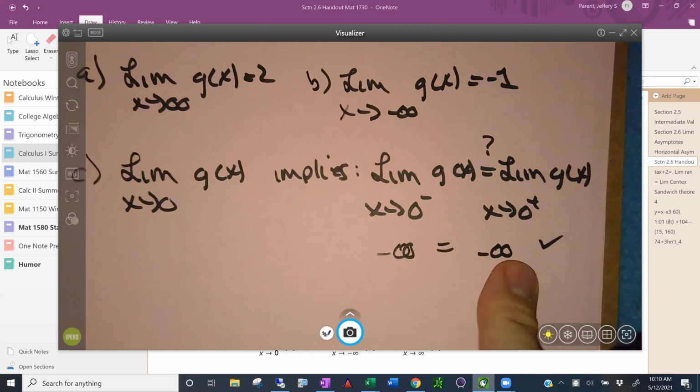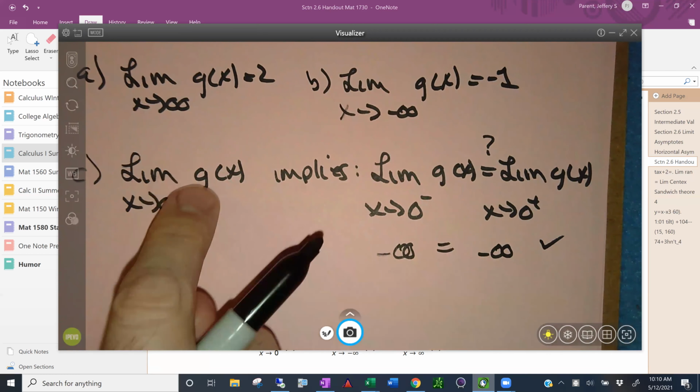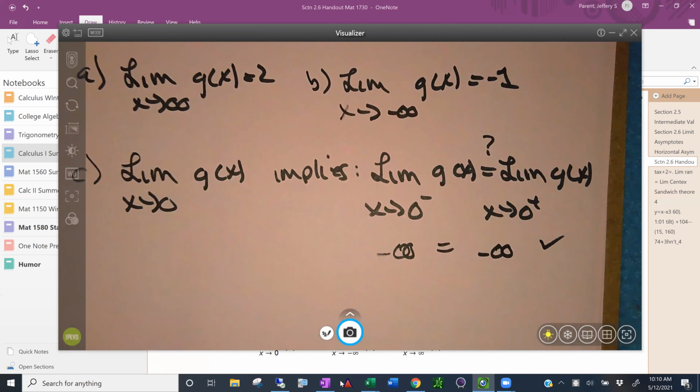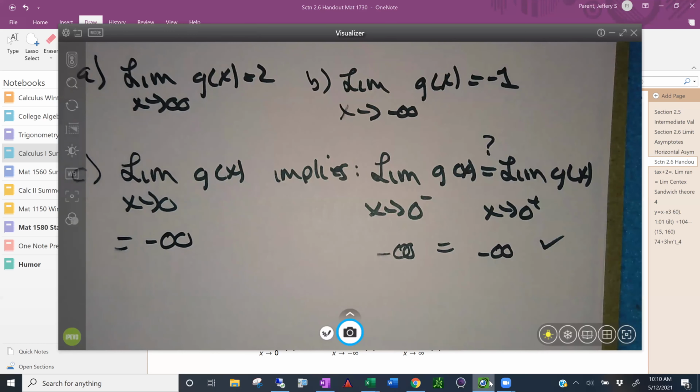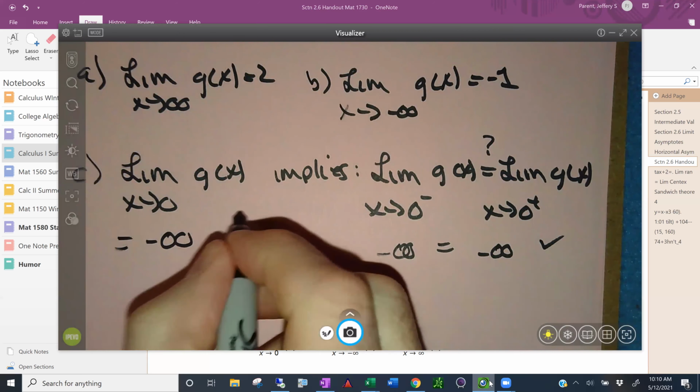Now, if those two exist and equal, then what's that say about the limit overall? It approaches negative infinity. So that one is negative infinity. Nice. Good job.